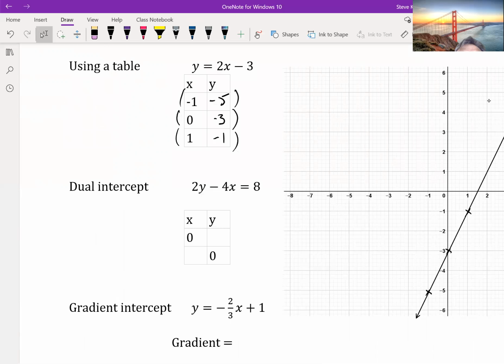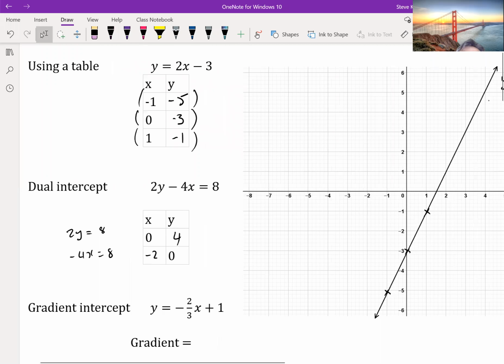The second method was to use the dual intercept method, and that's where I go and make x naught or y naught. When x is 0, well, then I'm simply going to forget about that term that has the x in it, and my equation simply reads 2y equals 8, in which case y is going to equal 4. When y is equal to 0, then I forget about the term with y in it, and I'm simply going to have minus 4x equals 8, and so x must equal -2. And there we have our 2 points where the graph crosses the axis.